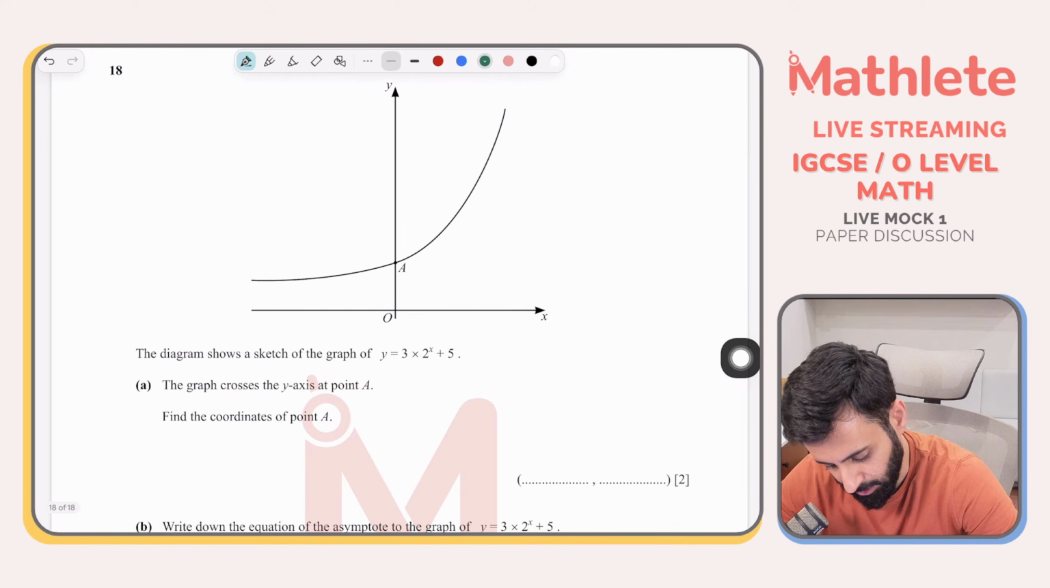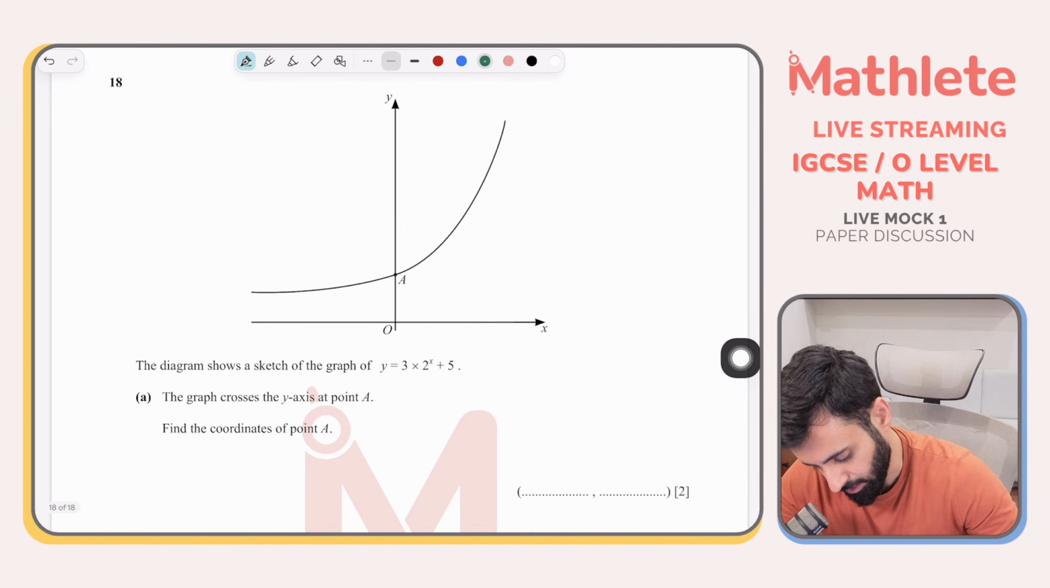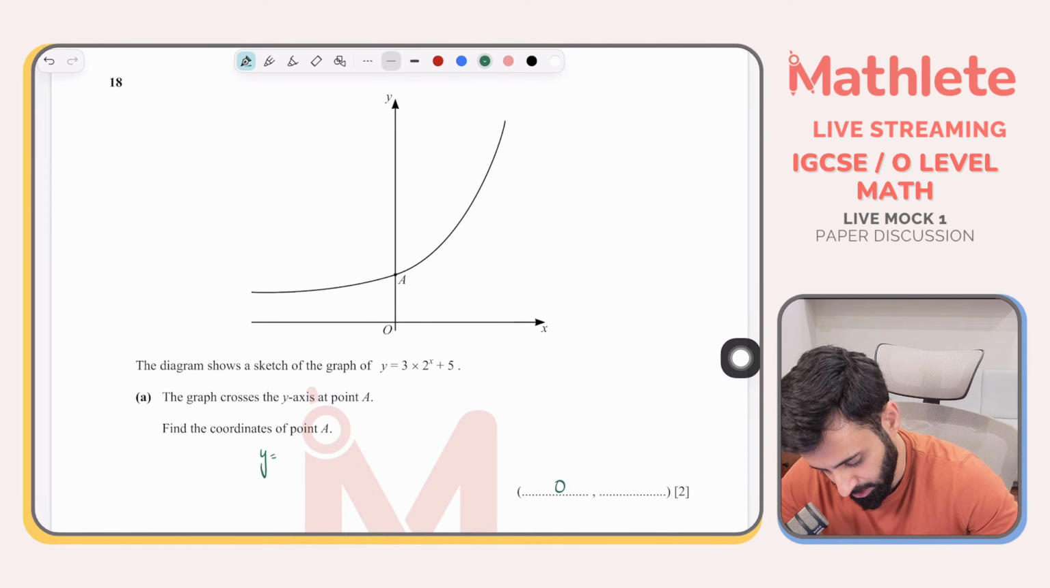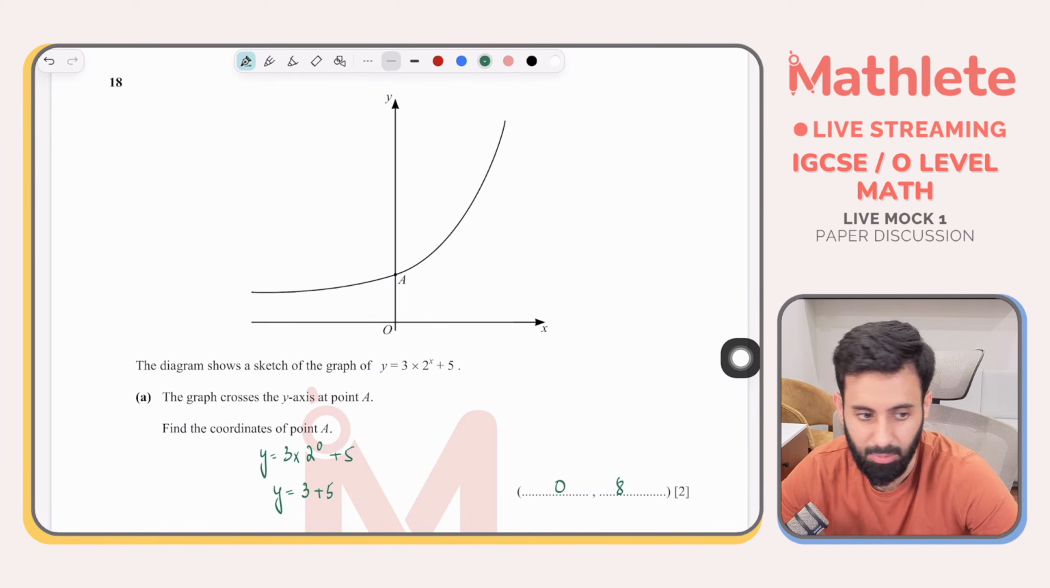The graph crosses the y-axis at point A. Find the coordinates of A. So A will be a point which has x coordinate 0. Simply plug in 0 in place of x. Let's see what you get. So 3 into 2 power 0 plus 5. Anything raised to the power 0 is 1. So we get 3 plus 5, which is equal to what? Which is equal to 8.